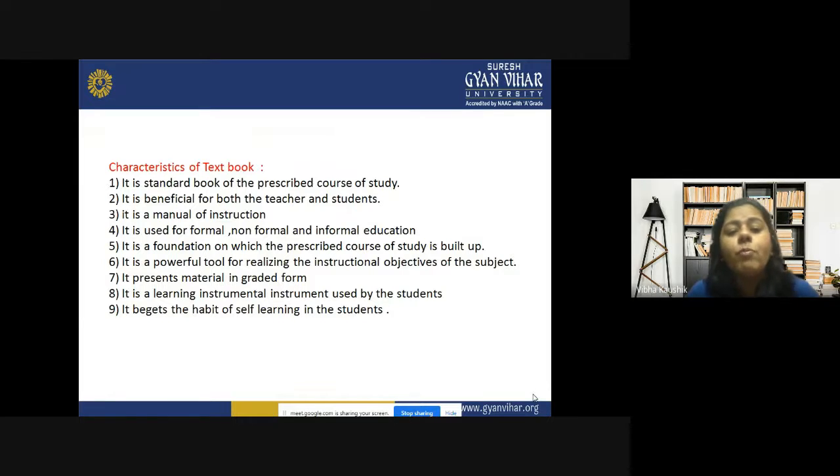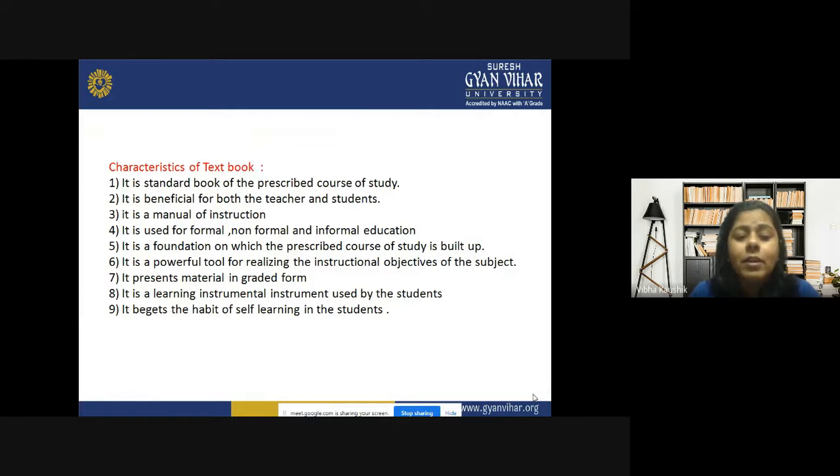It is used for formal, non-formal and informal education. Means it is used for all the three concepts of education. It is the foundation on which the prescribed course of study is built. It is a powerful tool for realizing the instructional objectives of the subject. Means the instructional objective of the subject will be fulfilled or realized only when we use the textbook. It presents material in graded form.